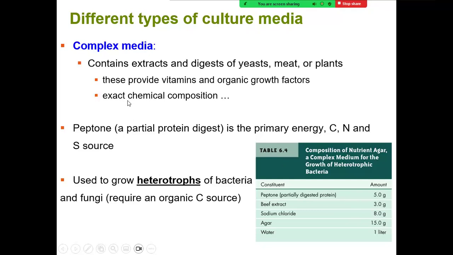We use these complex media to grow most heterotrophs, bacteria and fungi that require an organic carbon source. Any question about any of that? Two complex media that we frequently use in microbiology would be tryptic soy agar, or TSA, and nutrient agar. And this right here is actually nutrient agar.